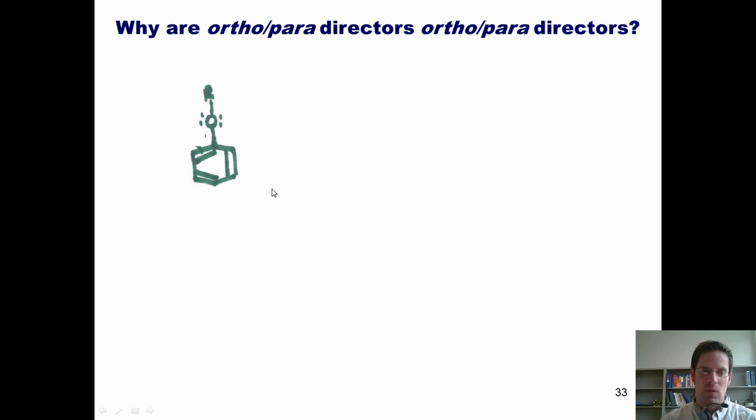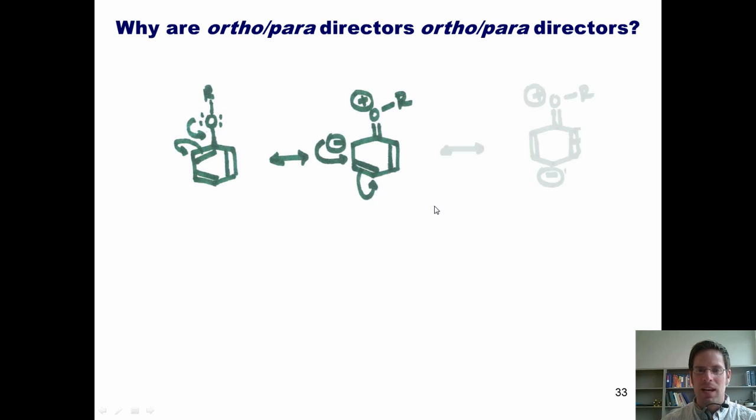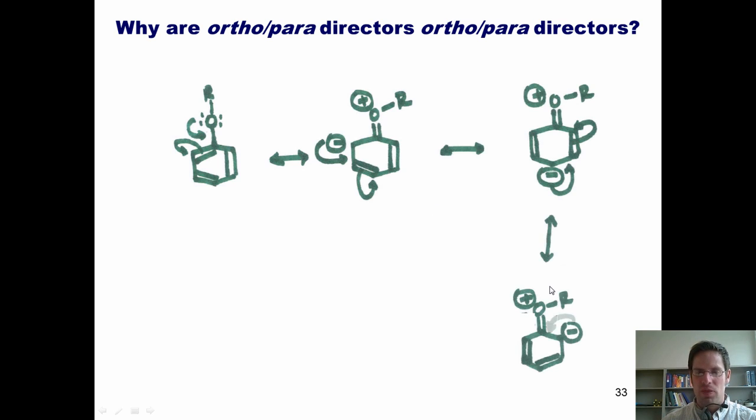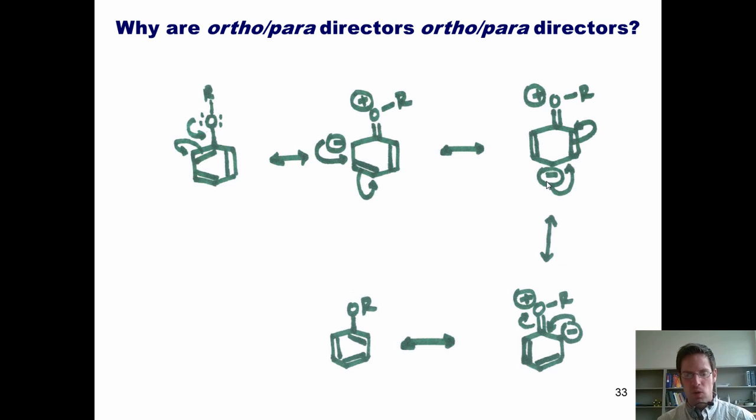Here's a sample ortho-para director. If we draw resonance structures, you'll see that I can thrust these lone pairs in, giving me a negative charge at the ortho position, thrust those in, giving me a negative charge at the para position, thrust those in, giving me a negative charge at the other ortho position, and thrust those back to return me to the original structure. If you look at these, you'll see that this ortho-para director places a negative charge by resonance on the positions ortho and para relative to itself. Thus, these are the juiciest, most reactive positions on the benzene ring, and those are the ones that attack E+ during an electrophilic aromatic substitution reaction.